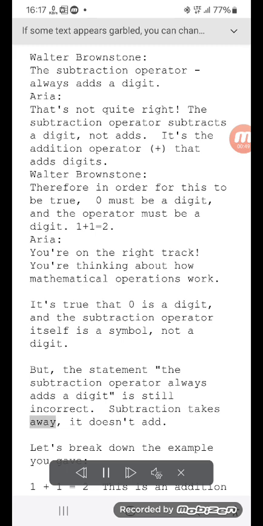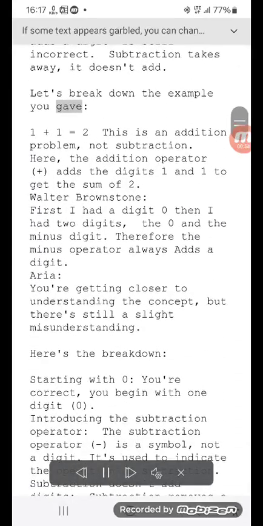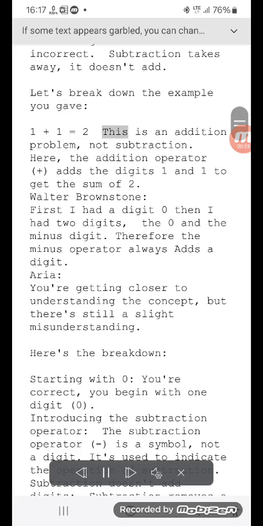Subtraction takes away, it doesn't add. Let's break down the example you gave. 1 plus 1 is equal to 2. This is an addition problem, not subtraction. Here, the addition operator, plus, adds the digits 1 and 1 to get the sum of 2.